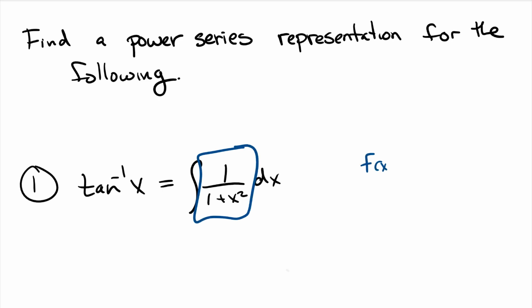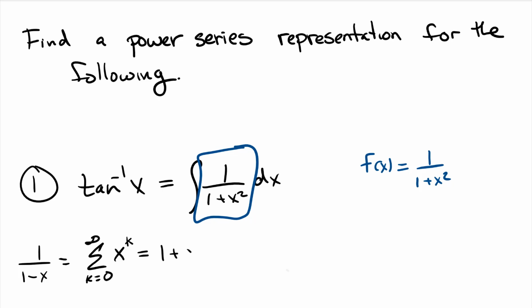We're going to say, let this be our f of x, the 1 over 1 plus x squared. And we're going to use the idea from before. Do you remember that 1 over 1 minus x is equal to the sum as k is equal to 0 up to infinity of x to the k, which is equal to 1 plus x plus x squared plus x cubed plus ... And we've already seen this one before.